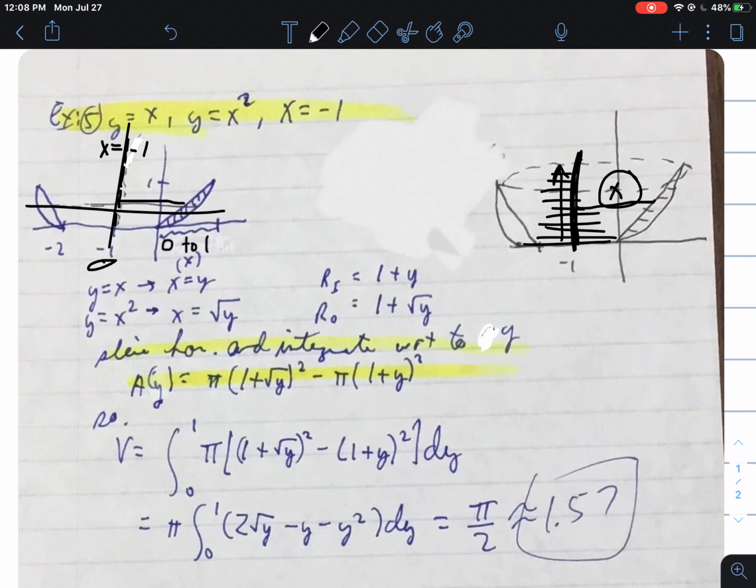So if I look at my diagram, the inner radius is defined by that curve, y equals x. This guy. But I need that radius in terms of y. Because I'm integrating vertically, I need to integrate with respect to y. So yes, y equals x, but I need to use x equals y. Here's my radius.